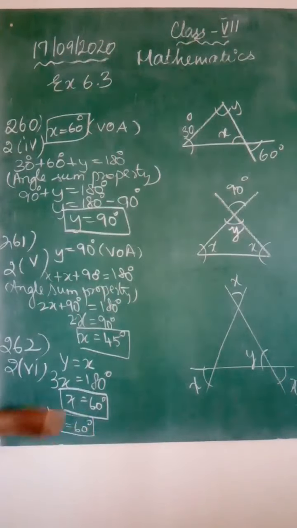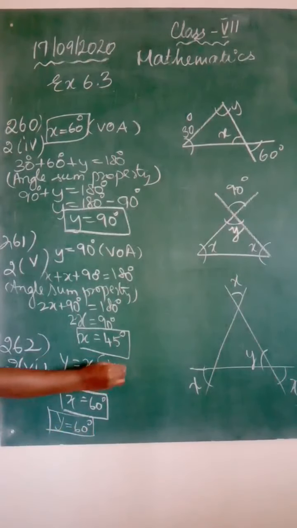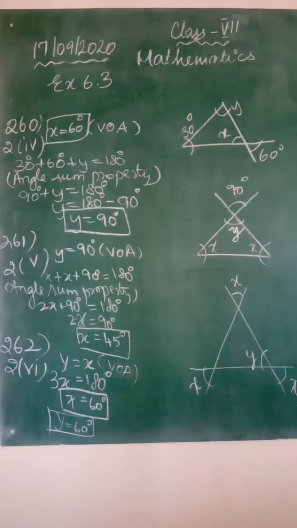Because y is equal to x, as we have done here, right? Because of vertically opposite angles. So at last also you will have y is equal to 60. Okay, is it clear for all of you?